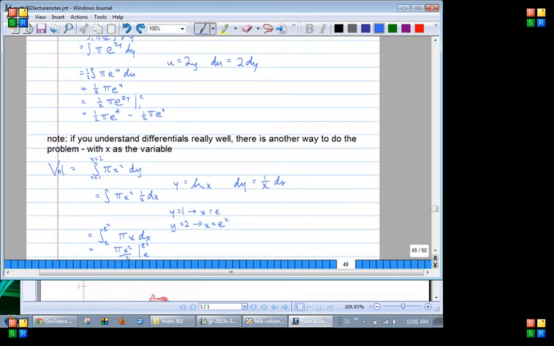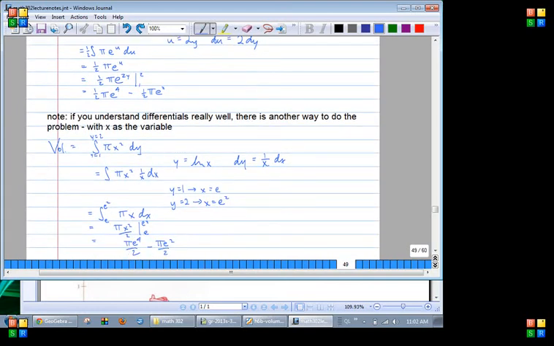And if you work it out naturally, the integral of pi x dx is pi x squared over 2. Plug in and evaluate from e to e squared. And you get that, which is the same thing.